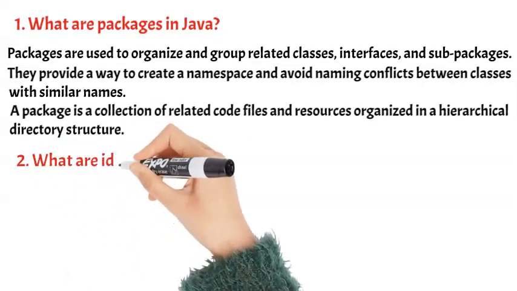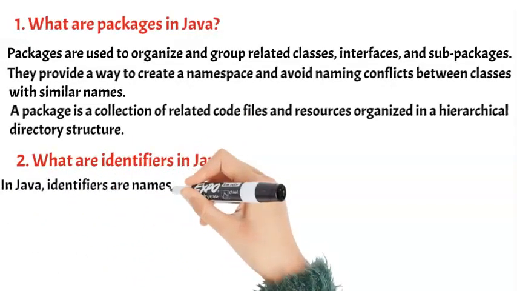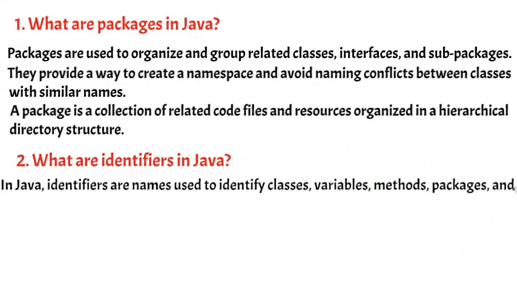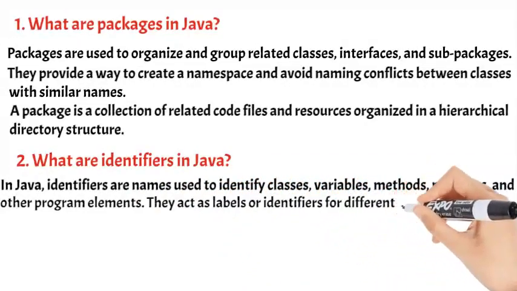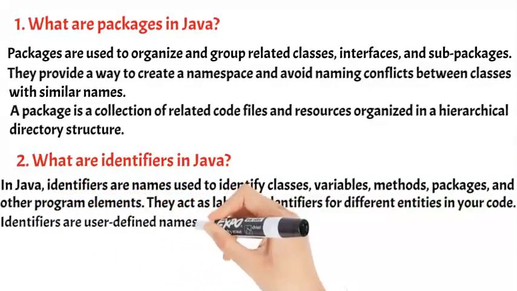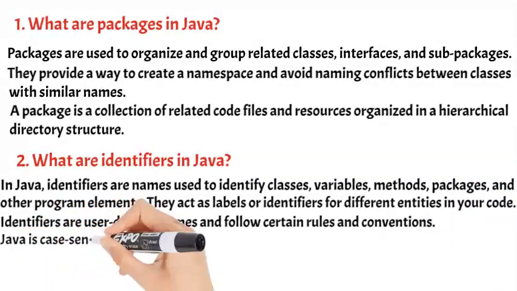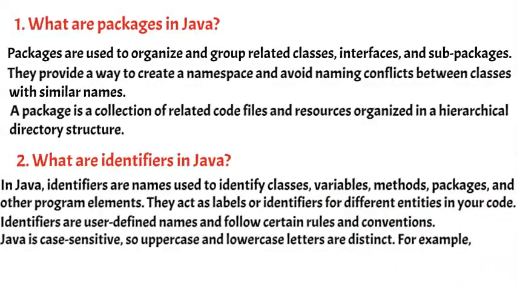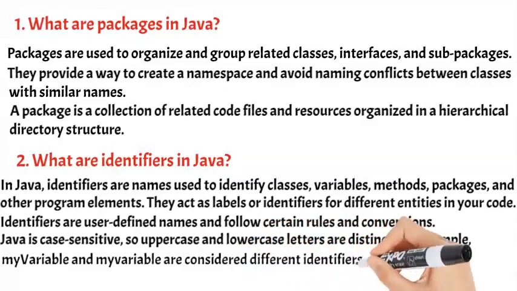2. What are identifiers in Java? In Java, identifiers are names used to identify classes, variables, methods, packages, and other program elements. They act as labels or identifiers for different entities in your code. Identifiers are user-defined names and follow certain rules and conventions. Java is case-sensitive, so uppercase and lowercase letters are distinct. For example, myVariable and MyVariable are considered different identifiers.